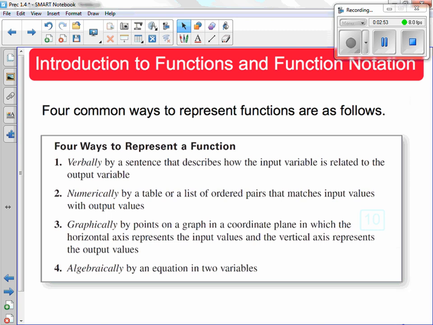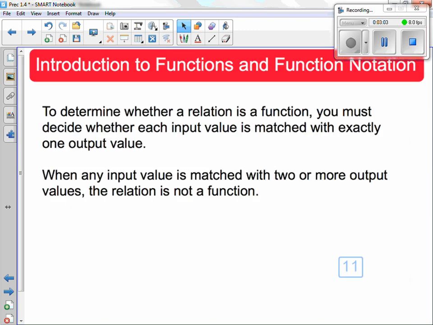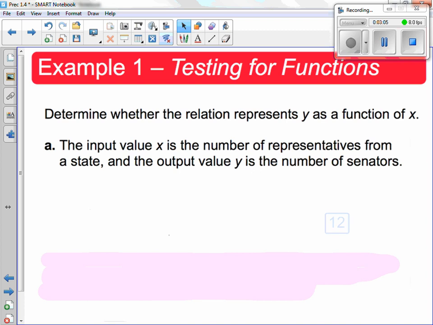Okay, 4 ways to represent a function: verbally, kind of writing it out in words; numerically, with listed tables or ordered pairs; graphically, by a graph; and algebraically, with an equation. Determine whether the relationship represents y as a function of x. The input value of x is a number of representatives from a state, and the output y is the number of senators.